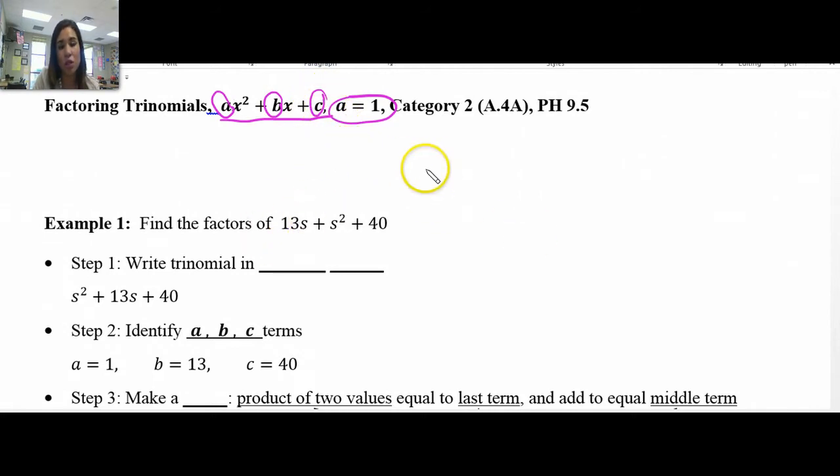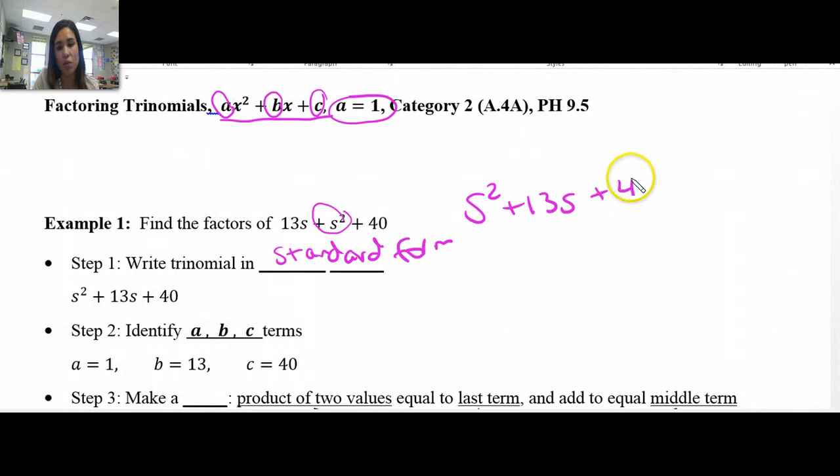So in this particular one, a is 13. B is, actually it's not written in the correct form. It needs to be in standard form first. So let's first rewrite this into standard form. So remember, standard form says biggest number first. So it's s squared, biggest exponent first, so s squared. And then I'm going to write plus 13s and then plus 40. So this is the standard form of writing it.